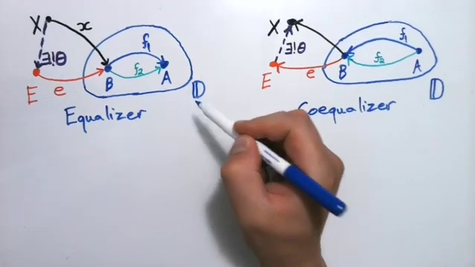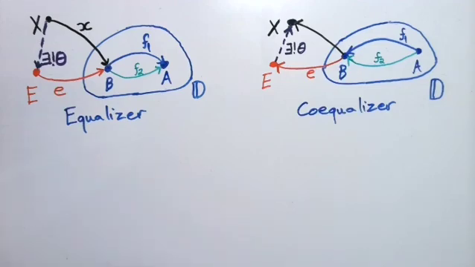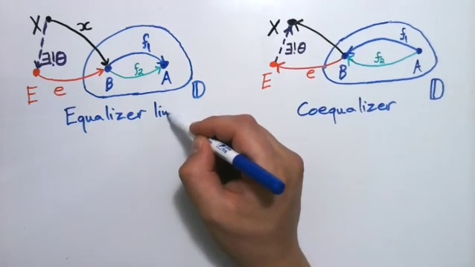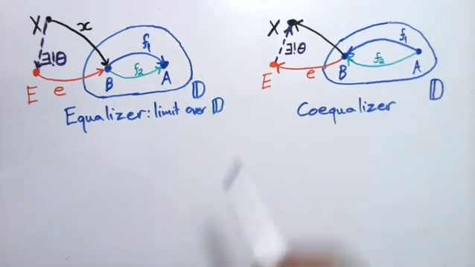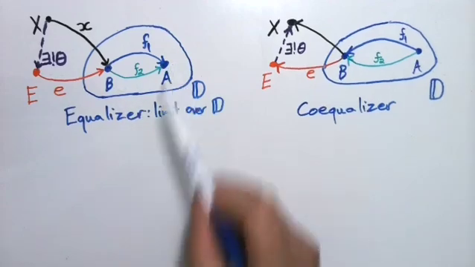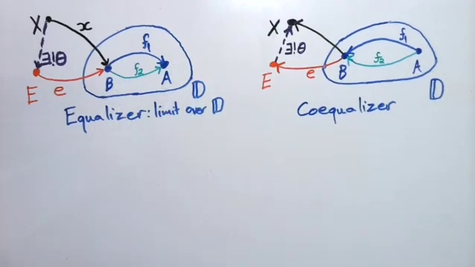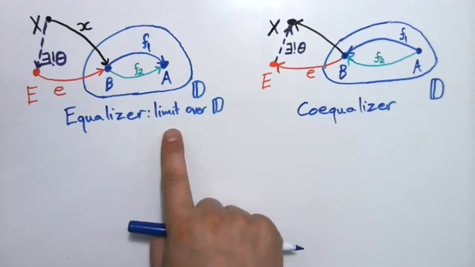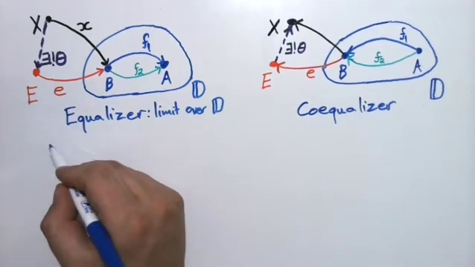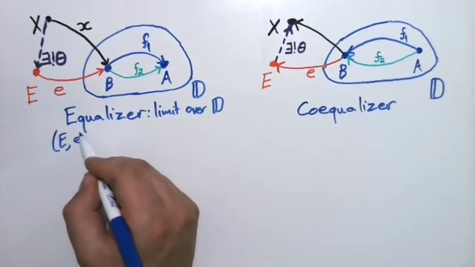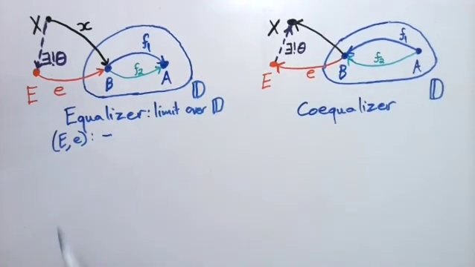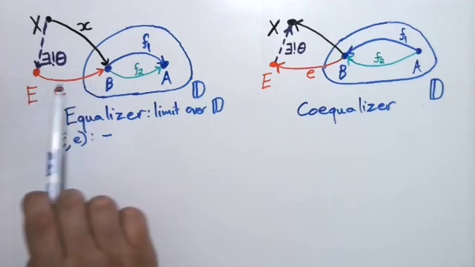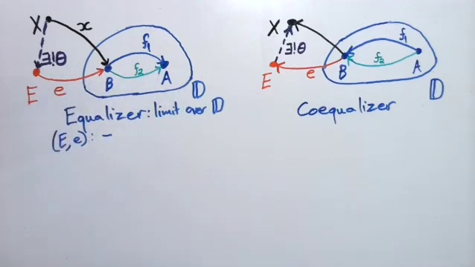So to review, recall that the equalizer is a limit over a certain type of diagram, maybe call it D, where D has two parallel morphisms in it. So here we have F1 and F2, both going from B to A, and we say that the equalizer, the limit over D, is the pair E, capital E, little e, if, well, first we need the commutativity property, so this morphism here needs to commute with all of the morphisms in the diagram.